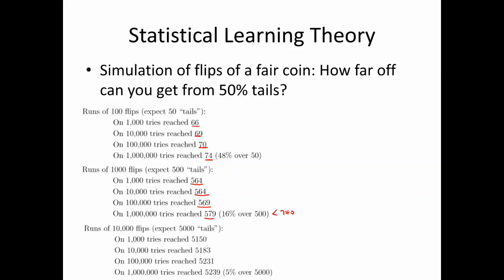And if we increase the number of flips per experiment even more, even if we repeat the experiment 1,000,000 times, the farthest you can get away from 5,000 is 239. So the takeaway is, as the data size goes up, the less likely it is for you to see an outlier.